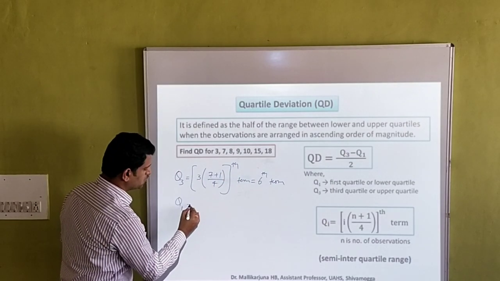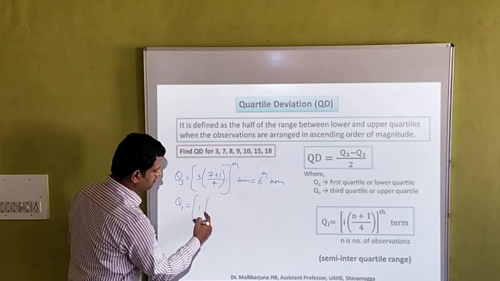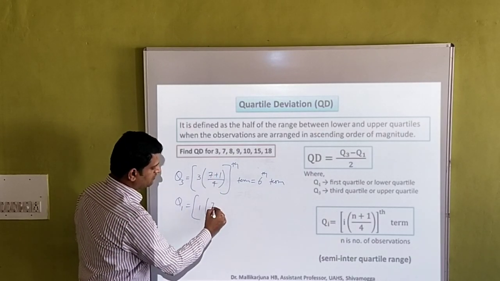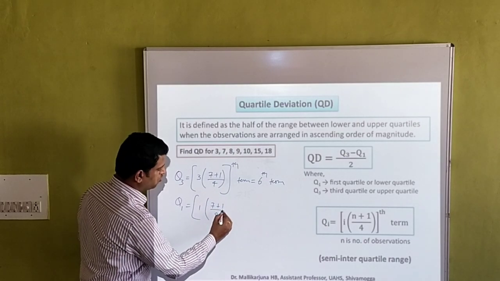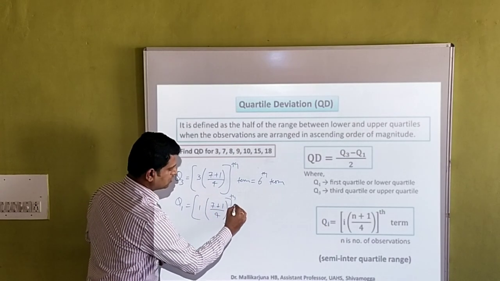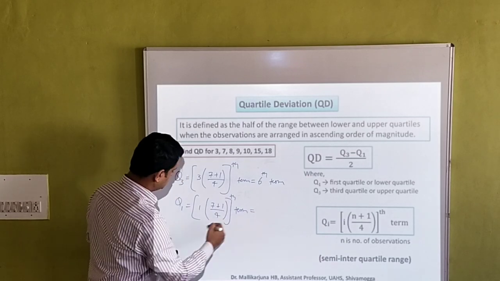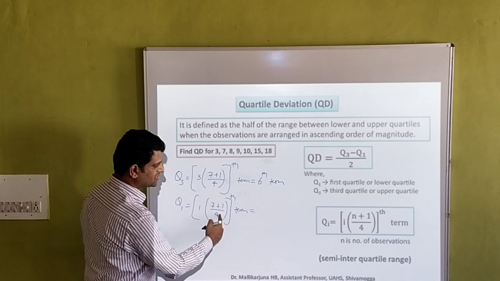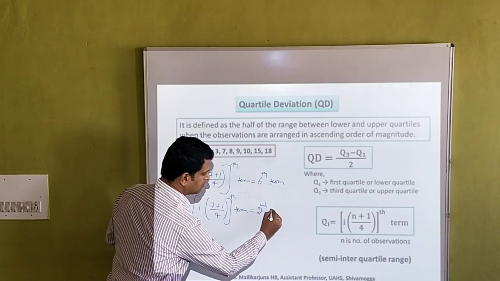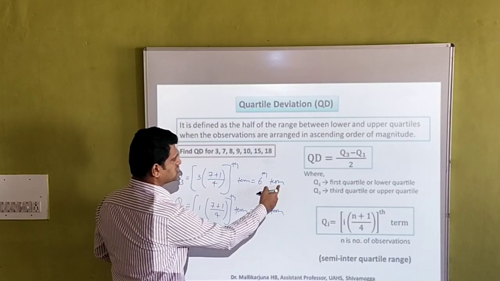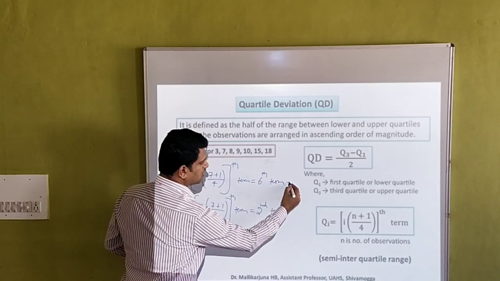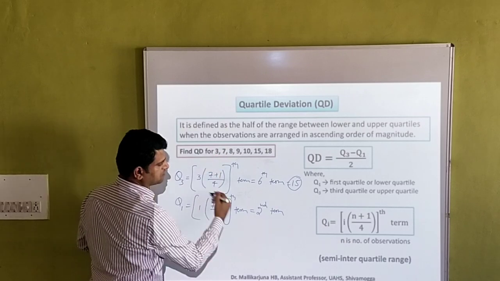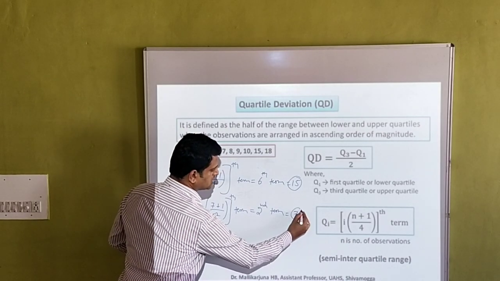In this way, for Q1, instead of i I am substituting 1. Here n is 7, so (7 plus 1) by 4 is 8 by 4, which is 2, so the 2nd term. The 6th term in the set of observations is 15 and the 2nd term is 7.